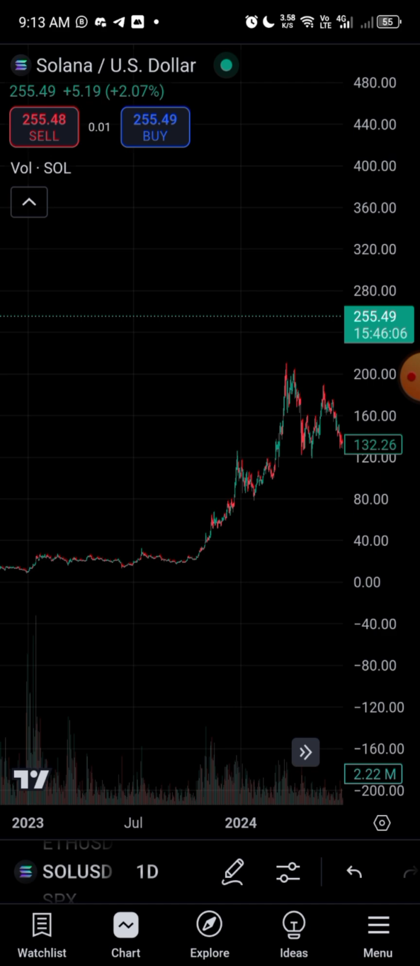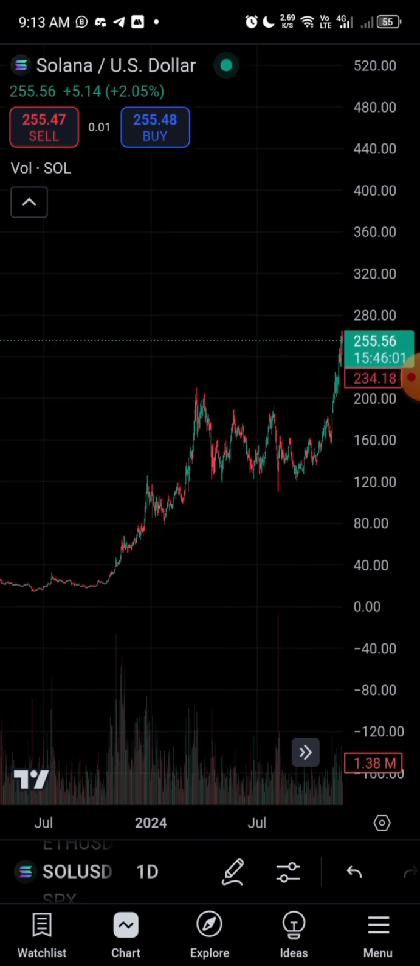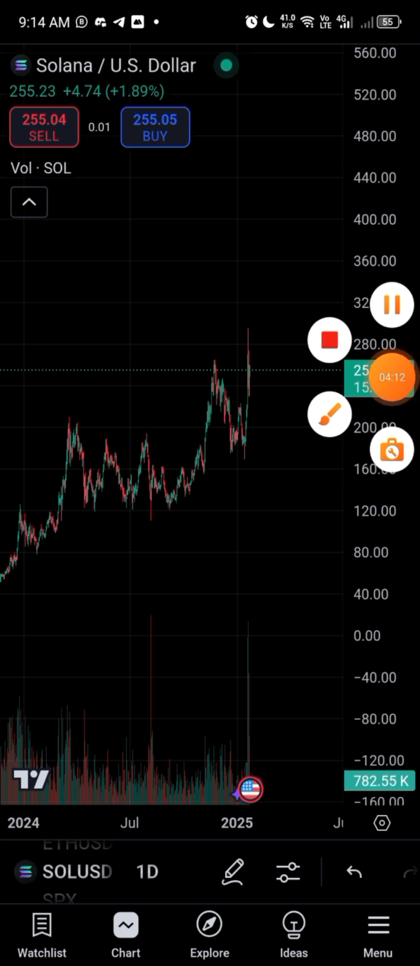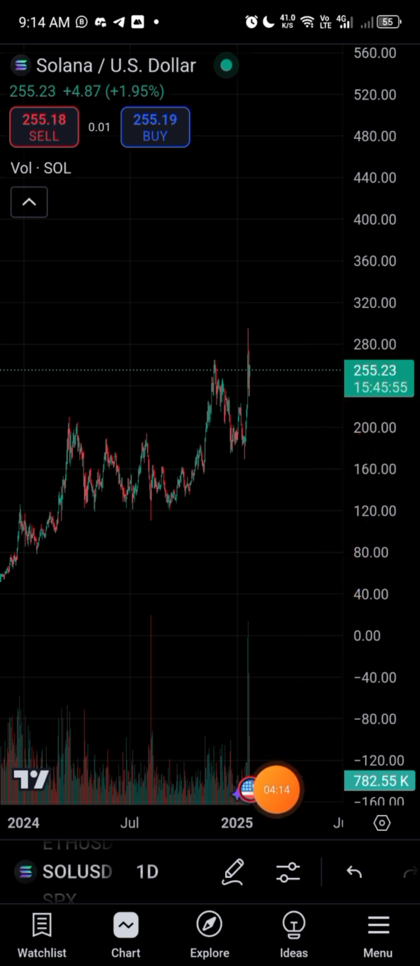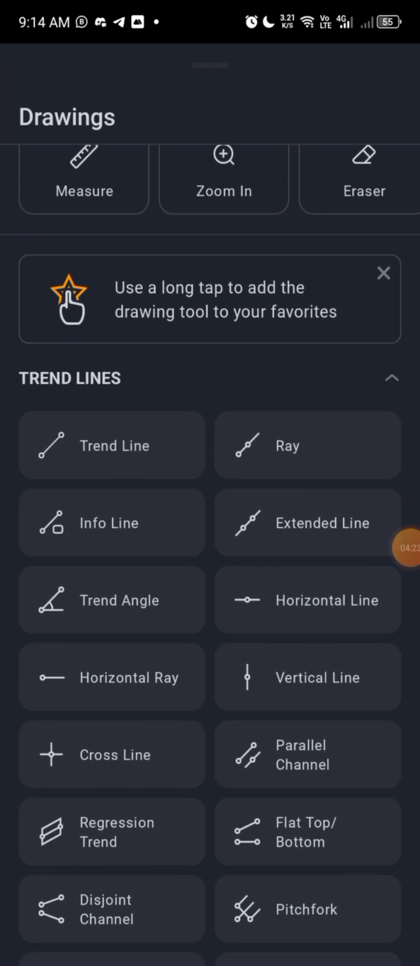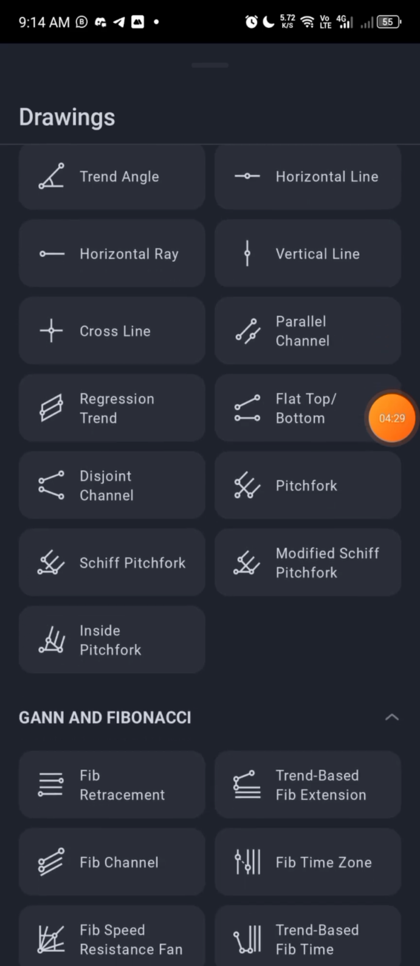So now, like I said, basically two trends are what we have in the market. And for you to be able to draw your trend lines, you see here, this is the Trading View. You see this pen icon here. Click on it and you're going to see all the tools you need. You can see this one here is what? Trend lines. These are all the tools under trend lines.